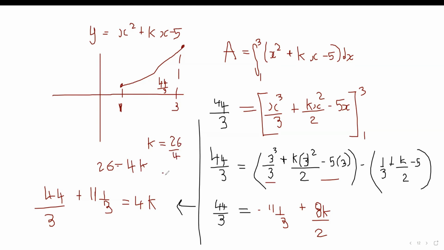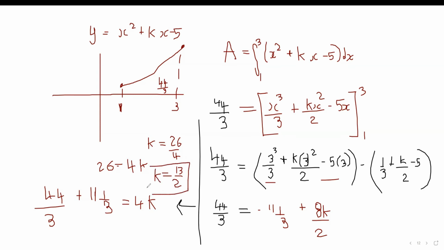That is k, or some people might want to write it as 26 over 4, which is 6.5. 6.5 is 13 over 2. That is k, 13 over 2. K equals 13 over 2.